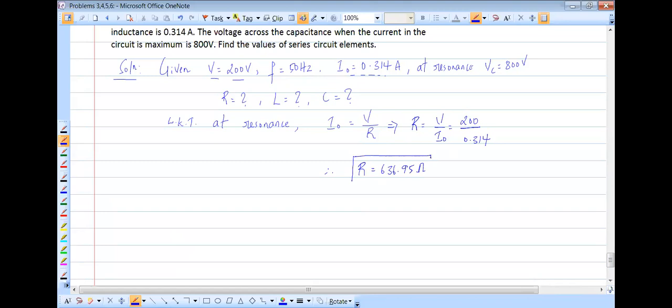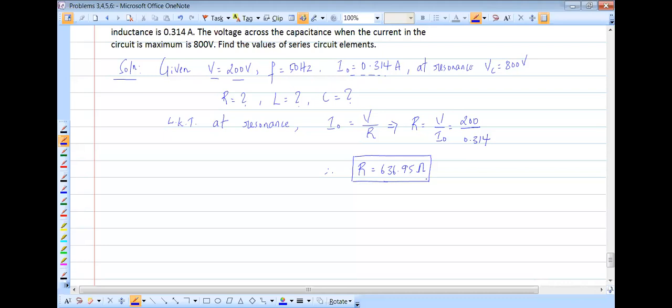I wrote 636.95. You all are saying 94. After 0.94, after 4, what do we have? No, sir, just 0.94. No, I've just rounded up. So it's 636.95. I'll be talking about when we can round up, and when we have to take more places in a fractional number, later, not now. So we have found out our R now.